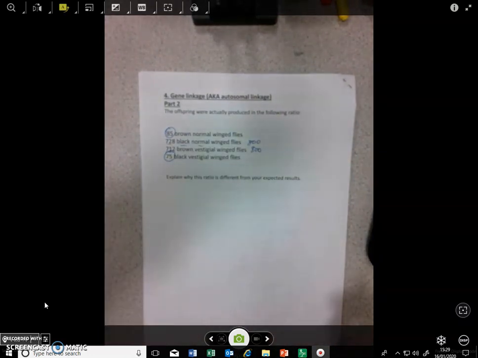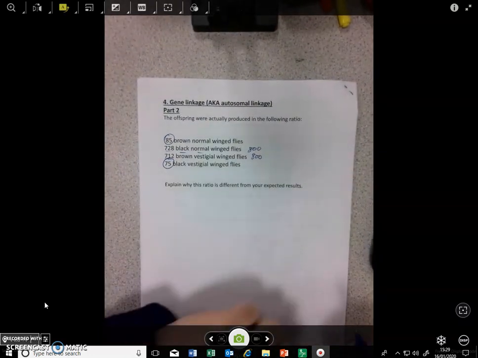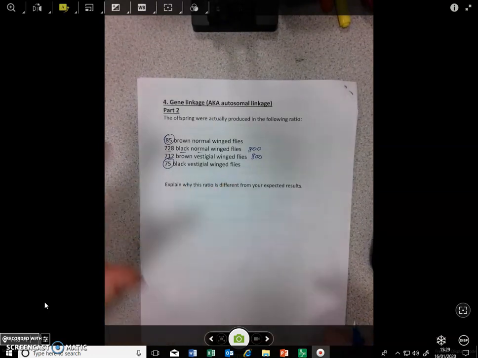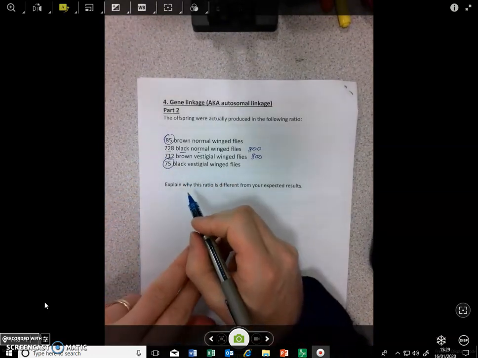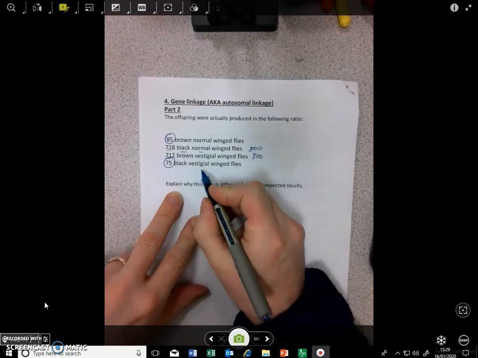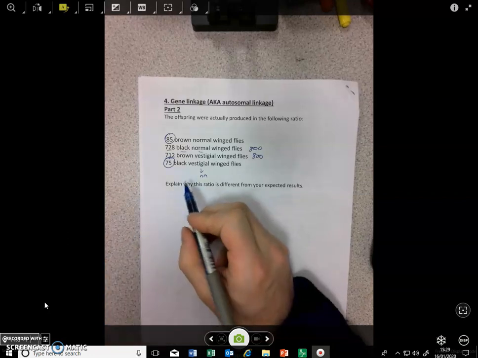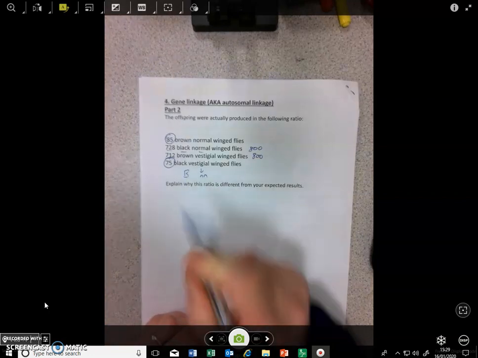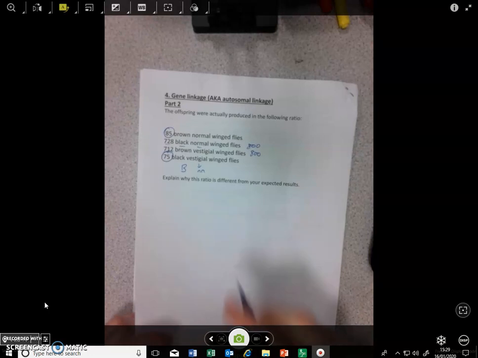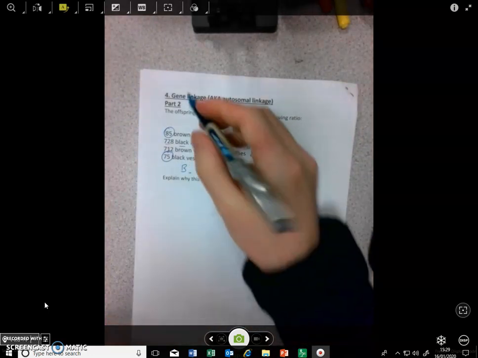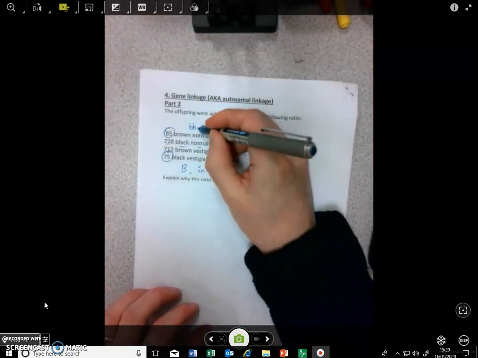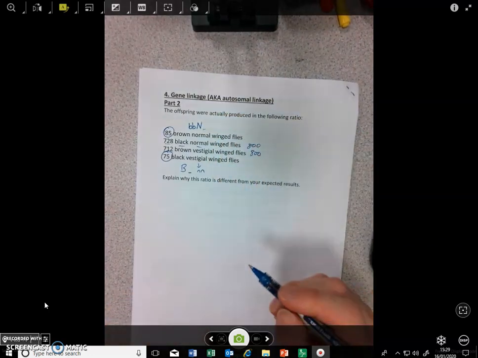These impossible combinations. And my advice for that, when you get these ones, is to figure out what the genotype has to be. Black vestigial wing. Now, if they're vestigial, then they have to be that one. And if they're black, then they need at least one of those. And it doesn't actually matter what the next allele is. Now, brown, they've got to be that. And normal wing, they need at least one of those.